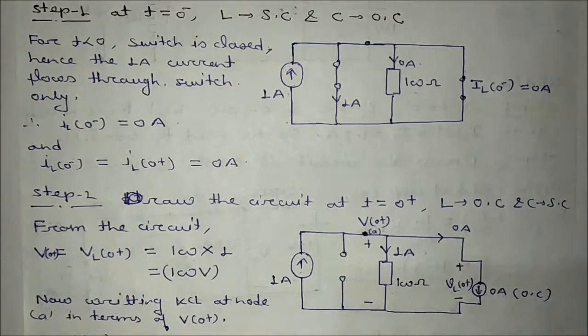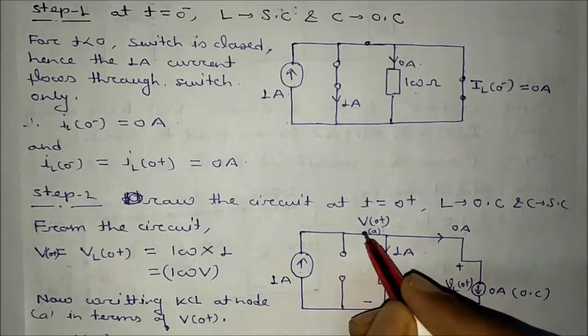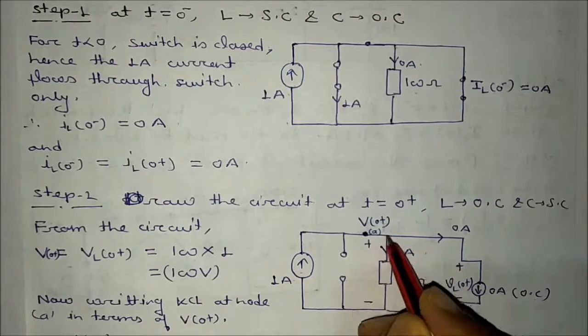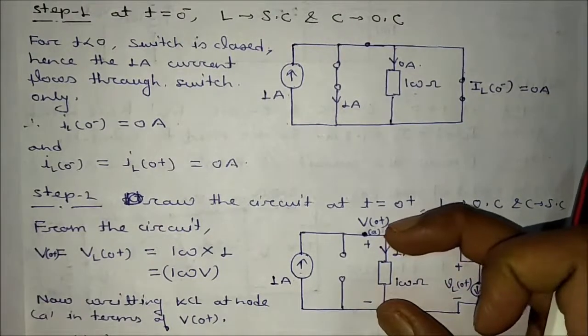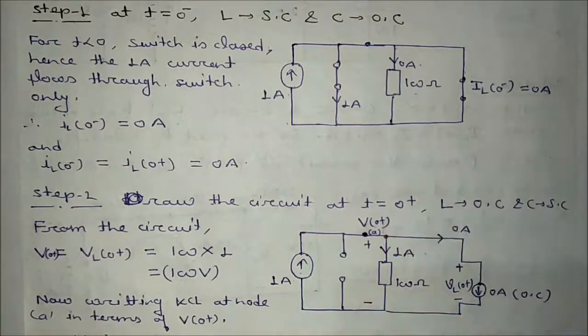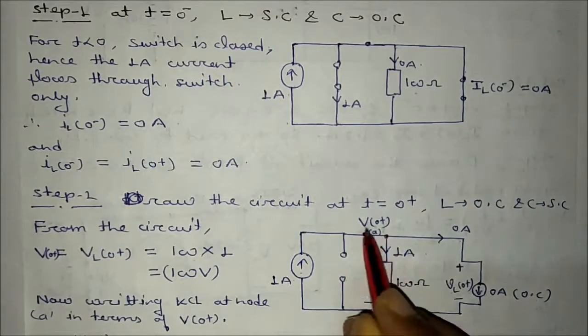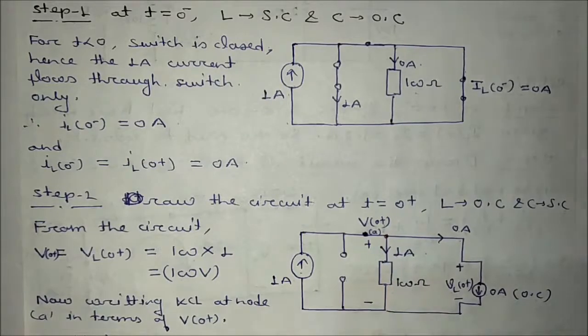Now it is asking about the rate of change of the V0 plus value, but first it is asking about the V0 plus value. You can see here, this is V0 plus, this node voltage. This voltage is the same as the V0 plus voltage, and this is open, which means the whole 1 ampere current will pass here. So V0 plus will be 100 into 1, that is 100 volt.